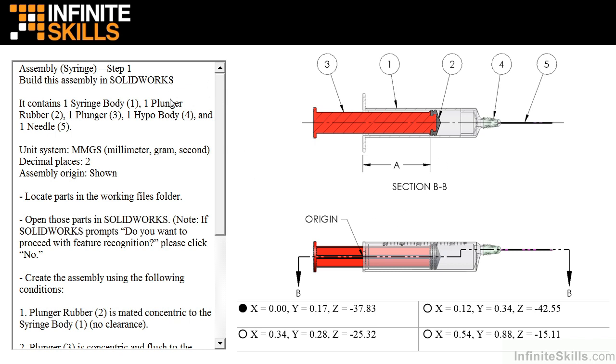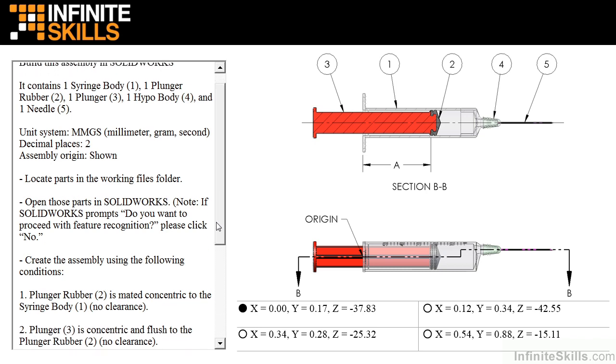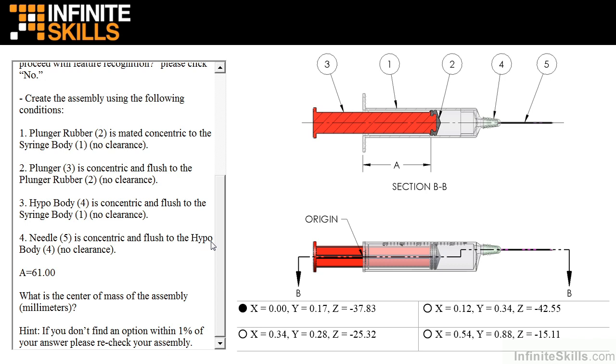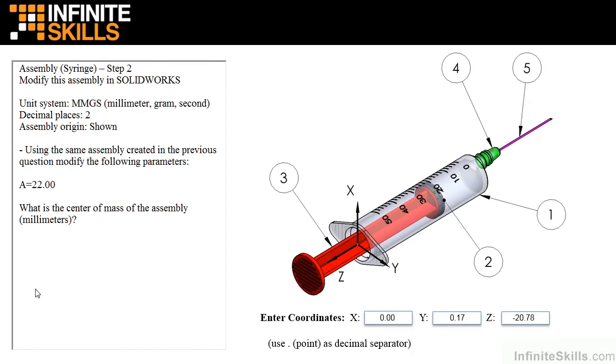Once again, we have the 5 items: units, decimal place, assembly origin, download the parts, and assemble the parts based on these directions. And we have an A dimension of 61 millimeters. And based on the A value, you will specify the correct center of mass. And this is the correct answer here. And the second step of this assembly is simply modifying the A dimension and specifying a new center of mass.